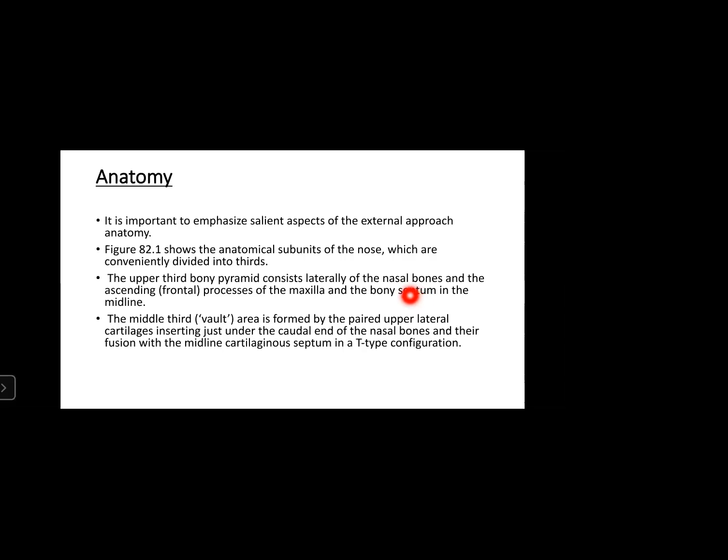The middle third of the nose is called the vault area. It is an important area, which has the paired upper lateral cartilages, the ULC. The upper lateral cartilage inserts under the caudal end of the nasal bones, so the upper lateral cartilage holds the nasal bones. And then there is fusion with the midline cartilaginous septum in the T-type configuration. That is very important.